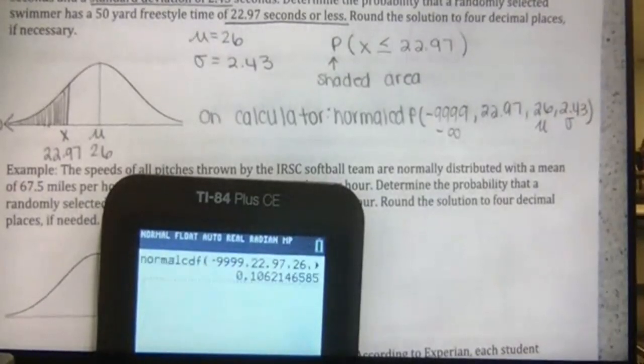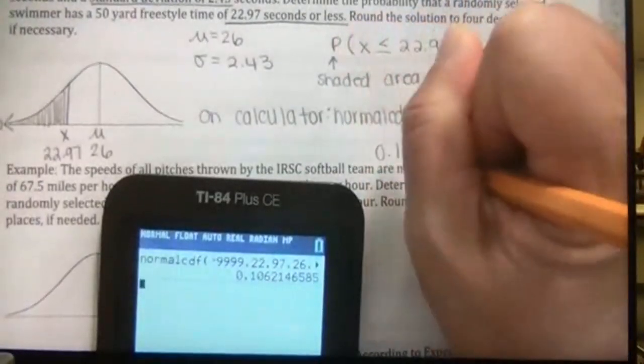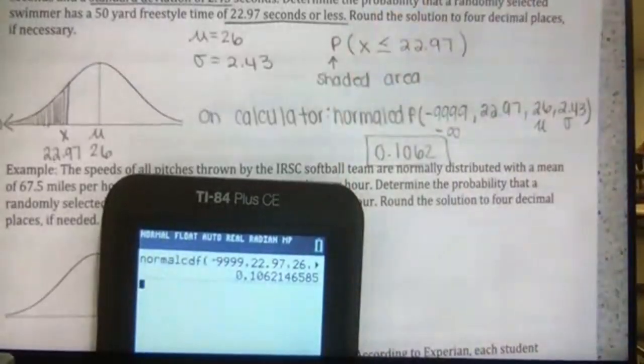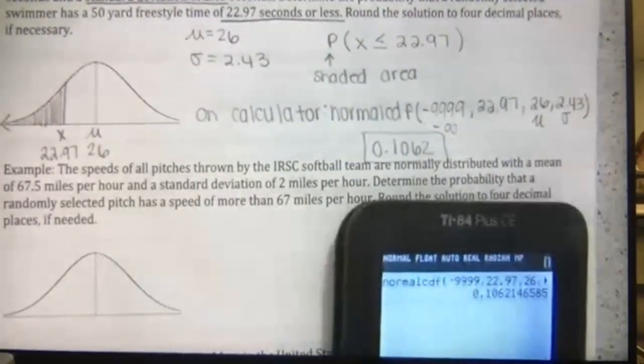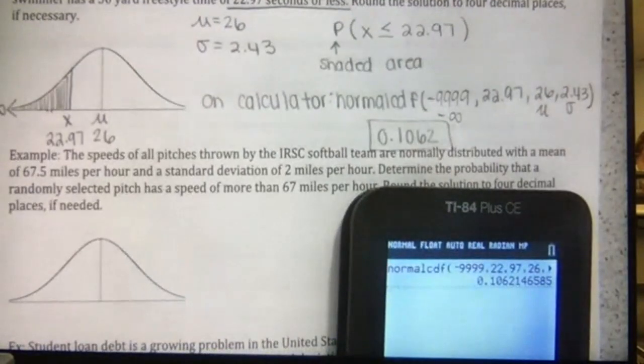Pressing paste, our calculator should look exactly like it's written. Boom, there's our answer, 0.1062. That's our probability, rounded to 4 decimal places. That's our shaded area. That's our answer, 0.1062. So chapter 6 is all the same thing over and over and over, which is nice. I'm going to keep going for time's sake, but stop me if you have a question, please.